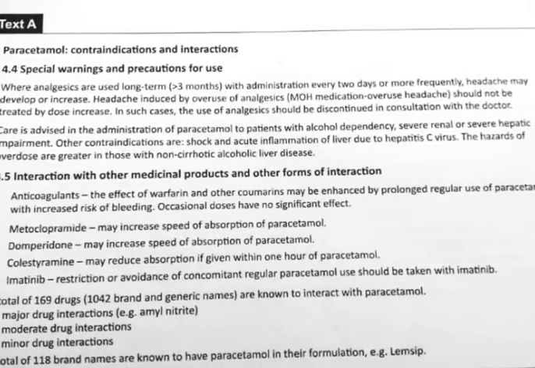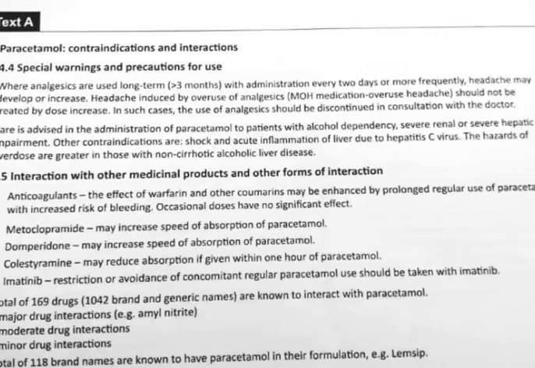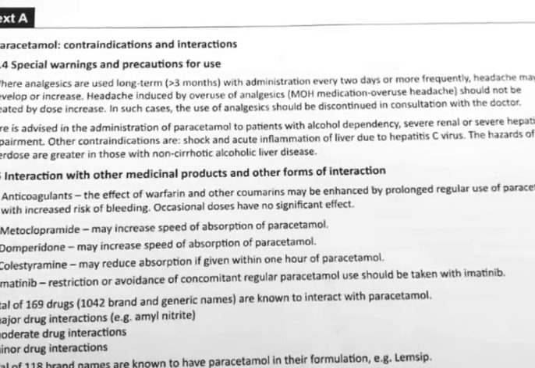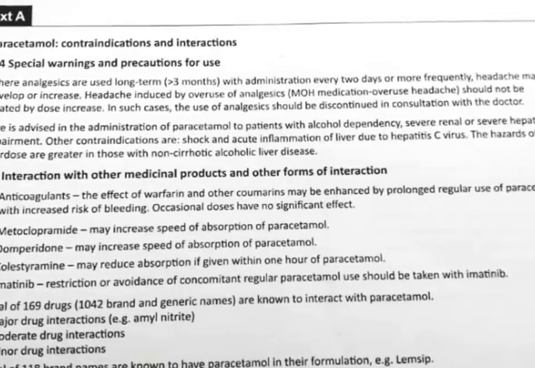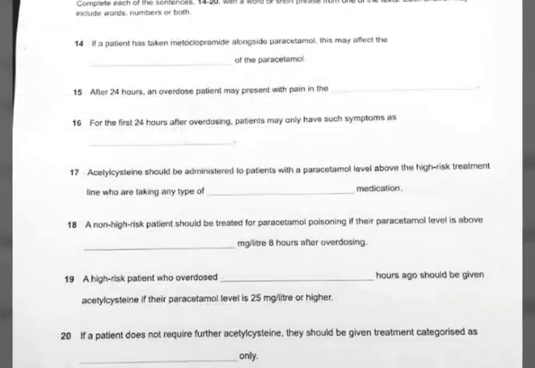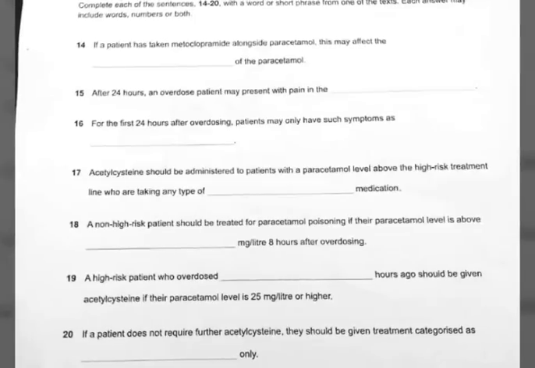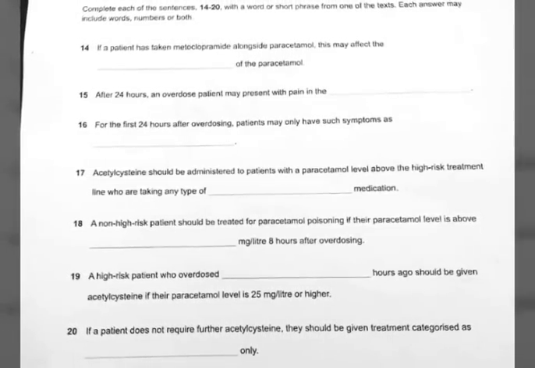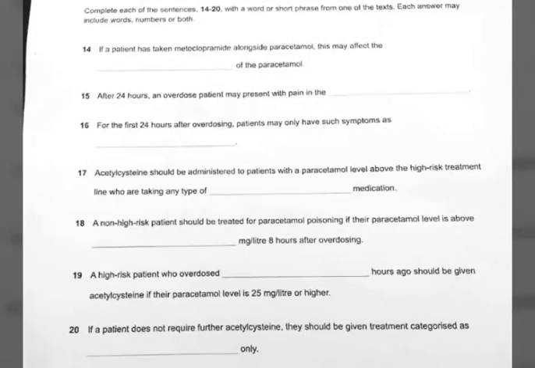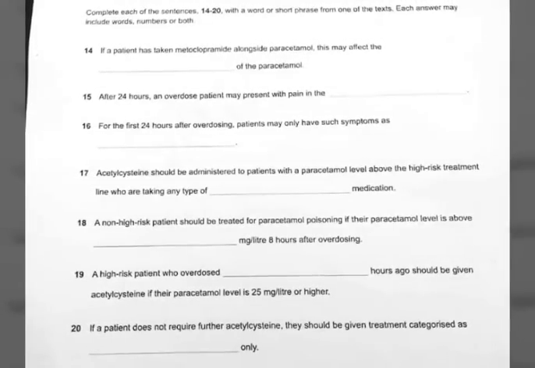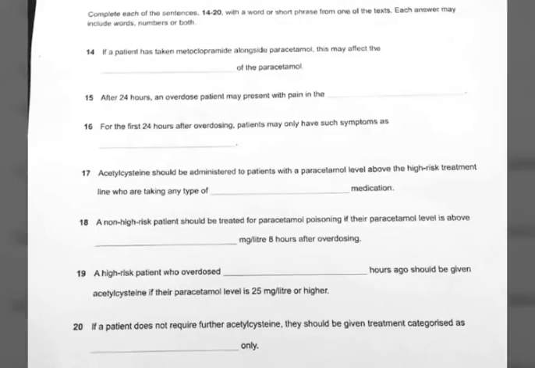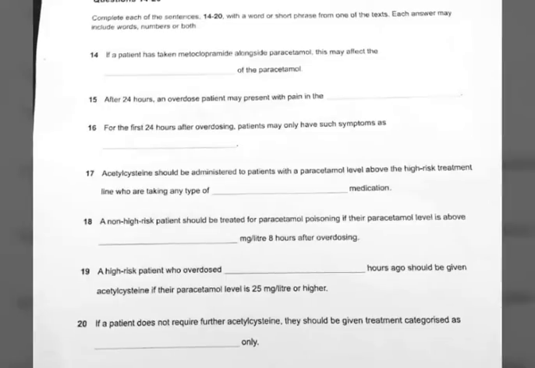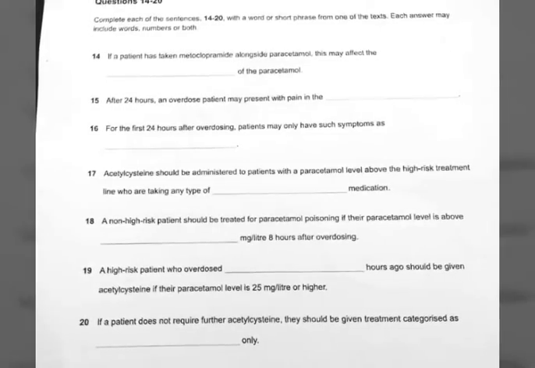Then the 15th one: after 24 hours an overdose patient may present with the pain in the dash. So the keywords are 24 hours and present, right? The key idea is they wish to point to the symptoms. So which paragraph contains symptoms? It is in the text D, right? Go to the text D and identify which symptom gets worse after 24 hours.